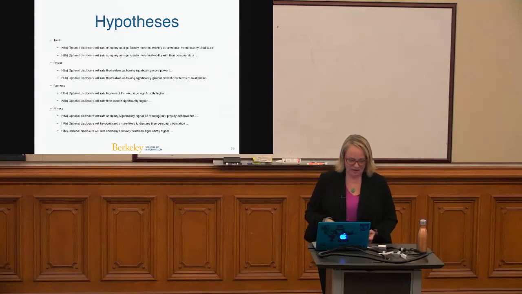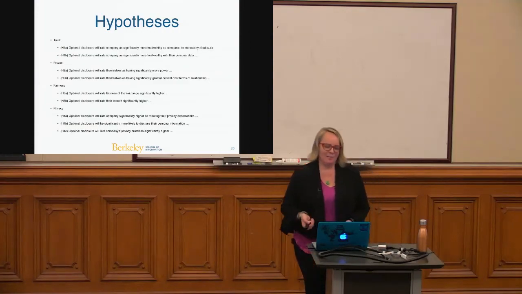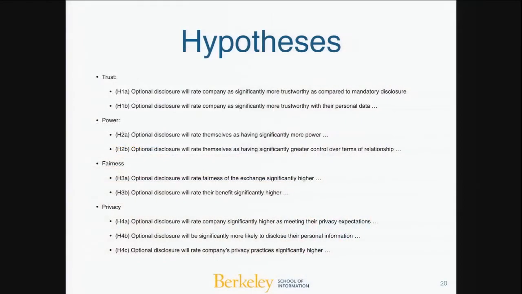And so I had 1, 2, 3, 4, 5, 6, 7, 8, 9 hypotheses, which I will not read to you, but I will summarize as my overall hypothesis: that the optional disclosure condition would lead to higher participant ratings of fairness, trust, and power, and that the optional disclosure condition would also make respondents more comfortable in disclosing, meaning that it would increase their disclosure, just like the Brandimarte-Christie study that I mentioned, and that would also meet their privacy expectations.